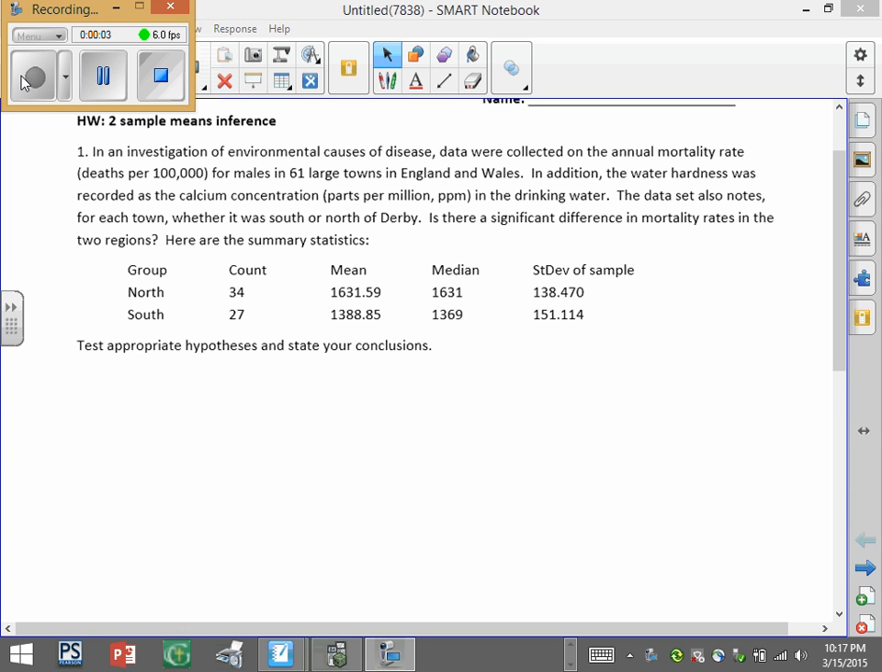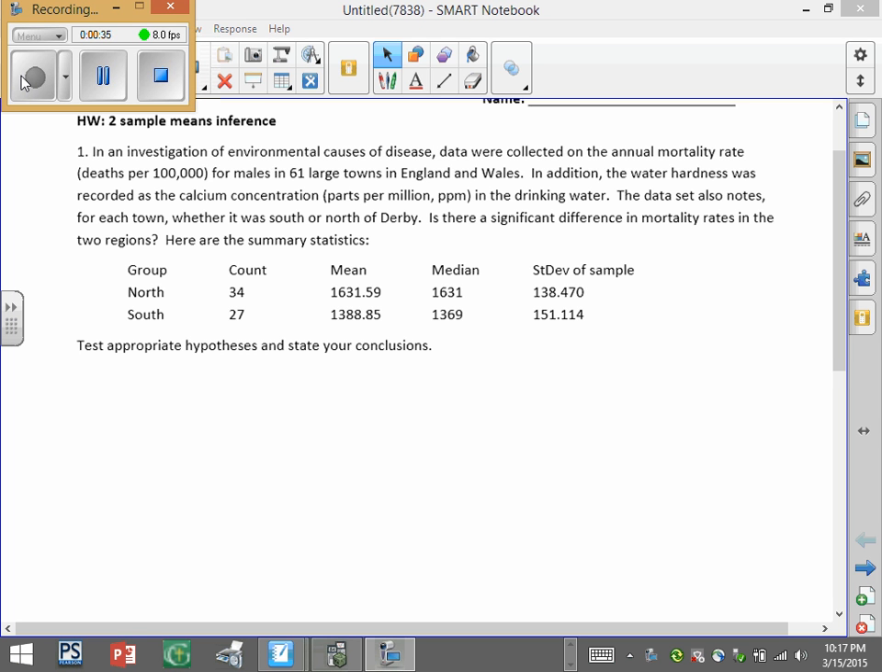Pick through the videos here for the examples that you guys were given. So this investigation of environmental causes of disease, we got this data collected on a mortality rate for males in 61 large towns in England and Wales. Water hardness was recorded in the drinking water. We noticed whether the town was north or south of Derby. So is there a significant difference in the mortality rates in the two regions? So here's the basic information they give you.